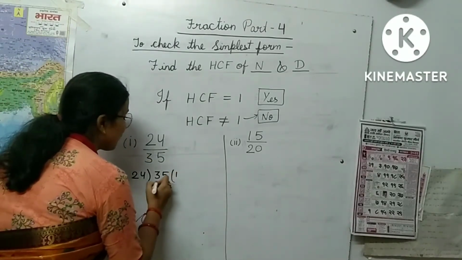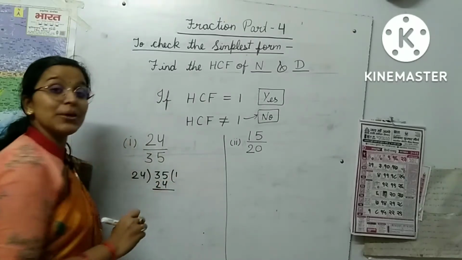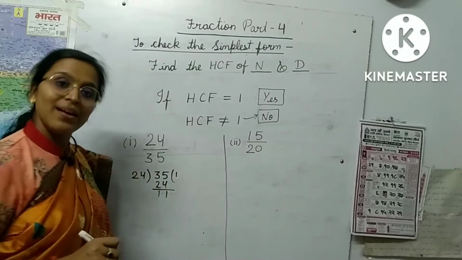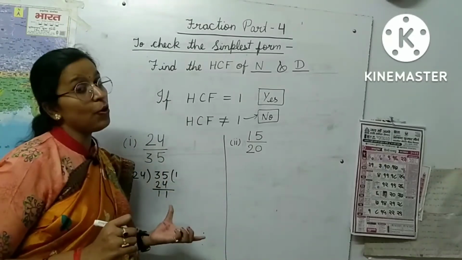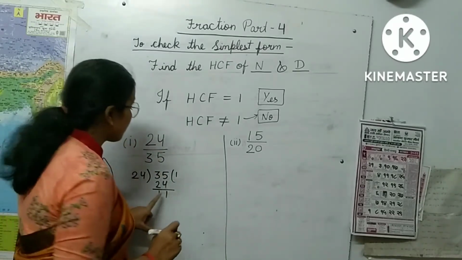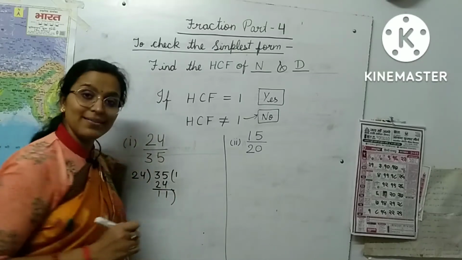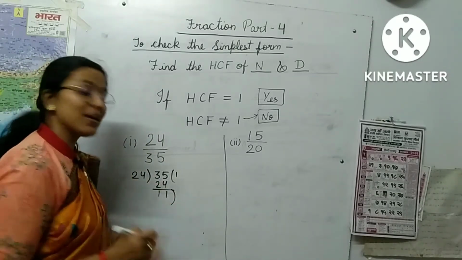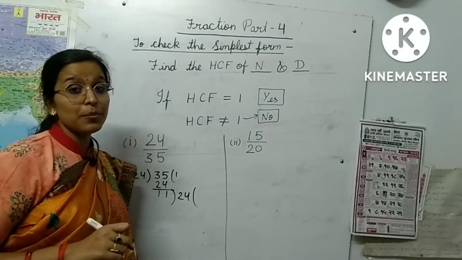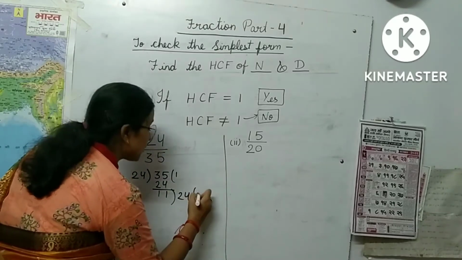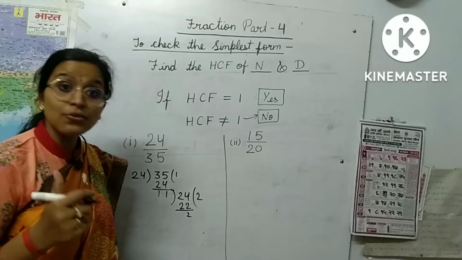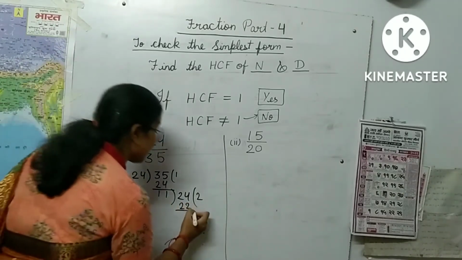24 ones are 24. Subtract: from 5, 4 will go, it will be 1; from 3, 2 will go, it will be 1. The remainder is not 0, so we keep on dividing. Now this remainder becomes our new divisor and the old divisor becomes the dividend. Read the table of 11, that should not be more than 24. 11 twos are 22. Here the remainder is 2. Again the remainder is not 0, so we have to repeat the same thing.